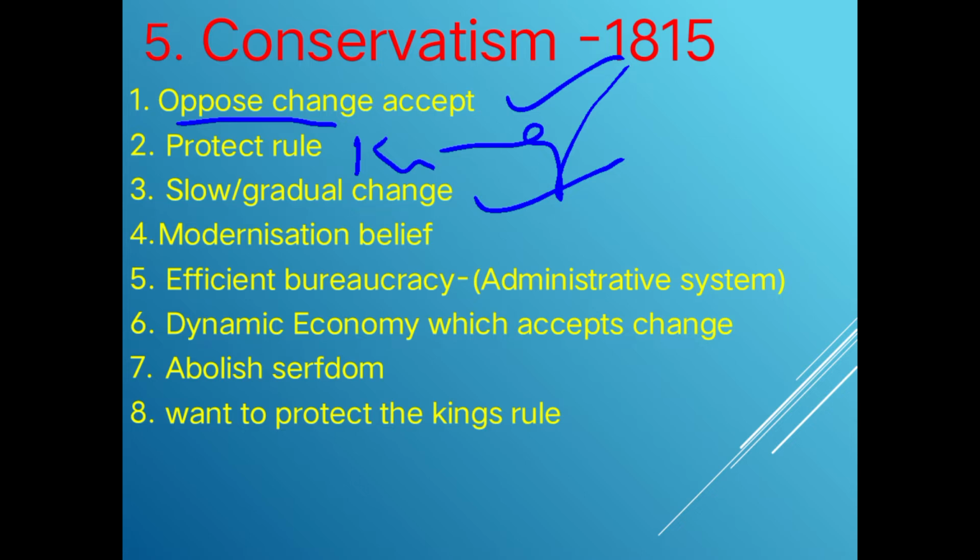They believed in modernization, and they also believed in an efficient bureaucratic administrative system, with officers where laws are made and systematic rules are framed. That system is strengthened, and change is also accepted but slowly and gradually. They also wanted to abolish serfdom. They wanted to protect the king's rule, believing that kings give a stable form of government.